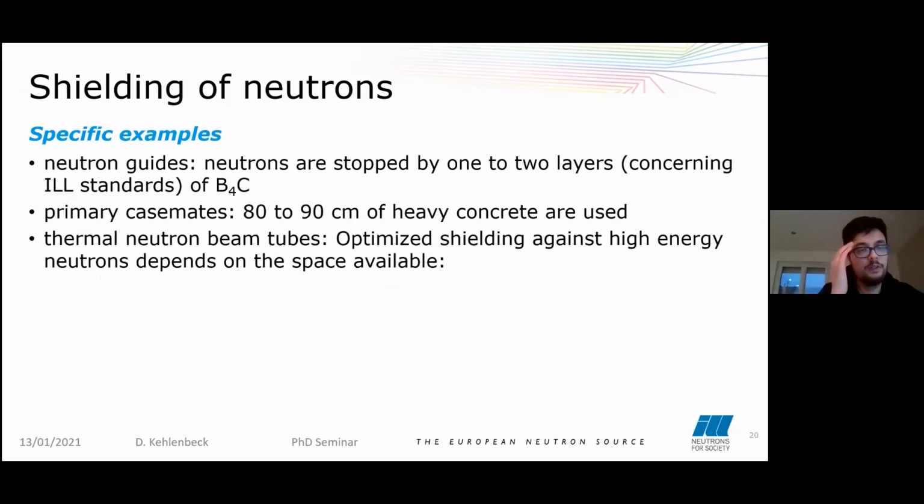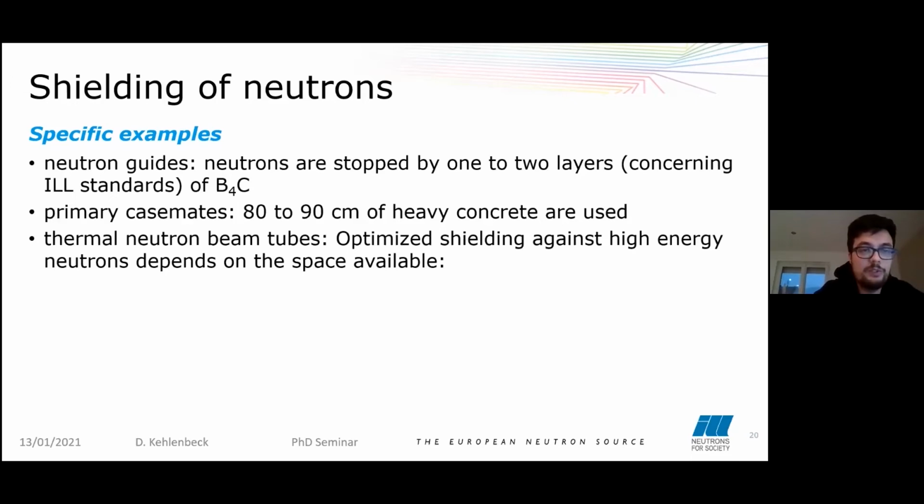Now I want to give you some specific examples. For neutron guides in the parts which are very distant from the reactor, neutrons are stopped by one or two layers of B4C. For primary casemates, typically 80 to 90 centimeters of heavy concrete are used. This ensures the simultaneous protection against neutrons and gamma rays.